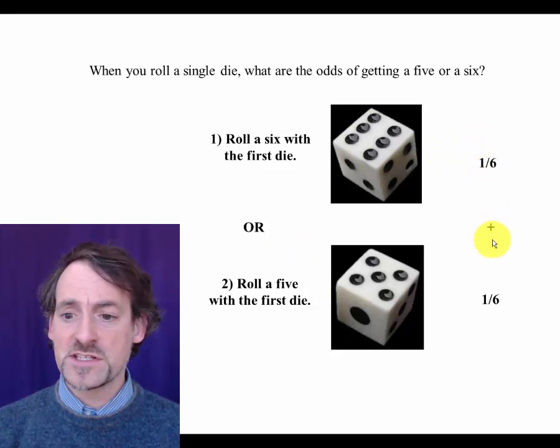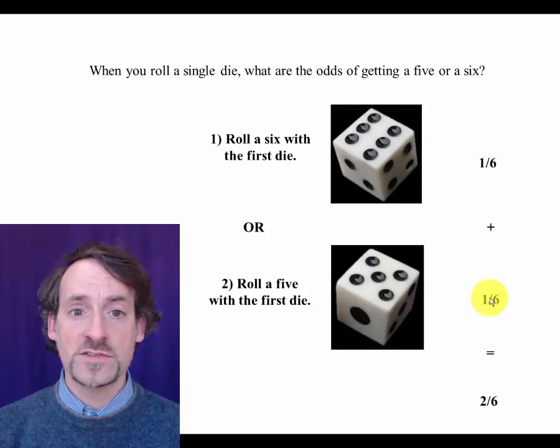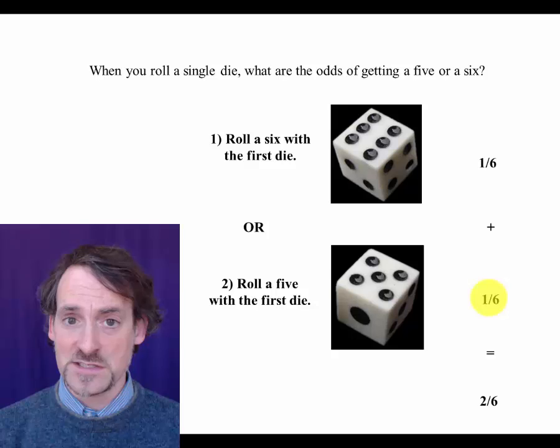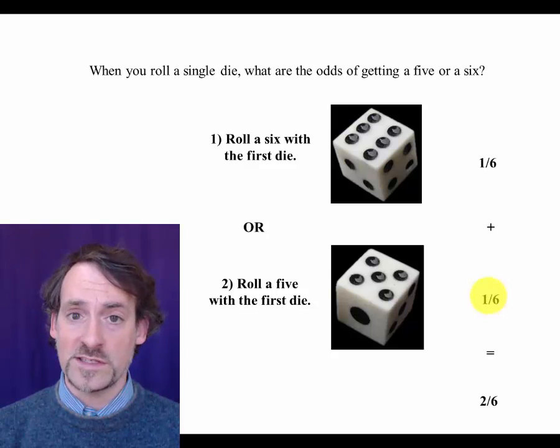When you do the math, 1/6 plus 1/6 equals 2 out of 6, or 1/3. And those are the odds of getting either a 5 or a 6 each time you roll one die.